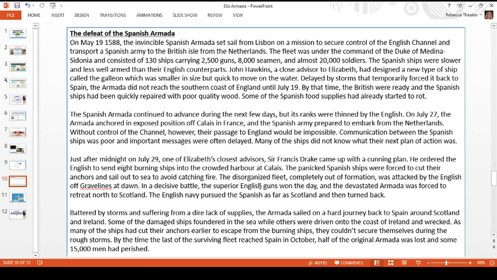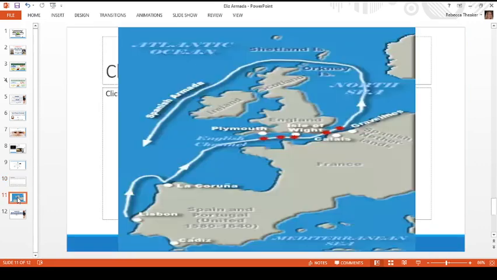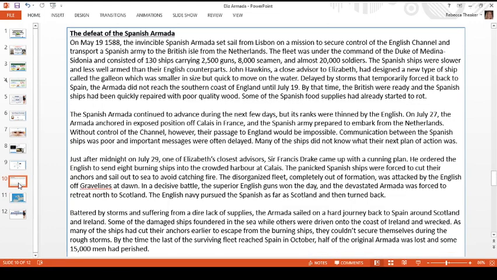So the disorganised fleet, and they're now completely out of formation, they really don't know what they're doing, was attacked by the English off Gravelines. That's what I was talking about earlier. If I just jump back here, this part is known as the Battle of Gravelines. That's where the burning boats was, and that forces the Spanish ships up north, which is where they really didn't want to be going. In the decisive battle, the superior English guns had won the day.